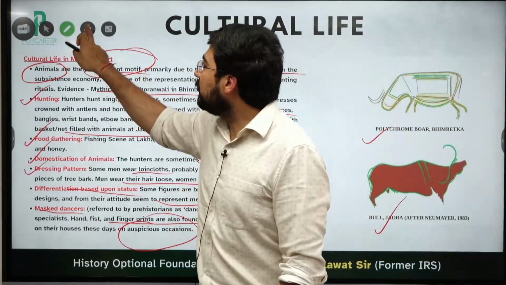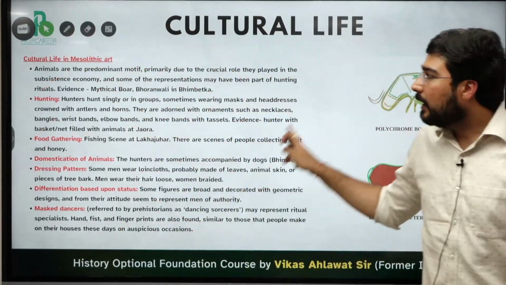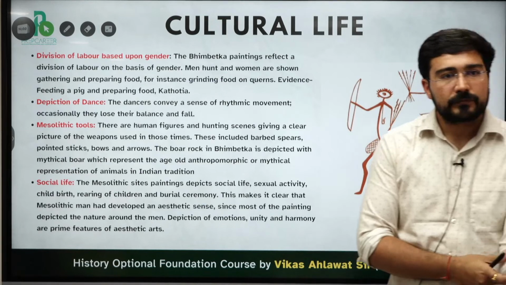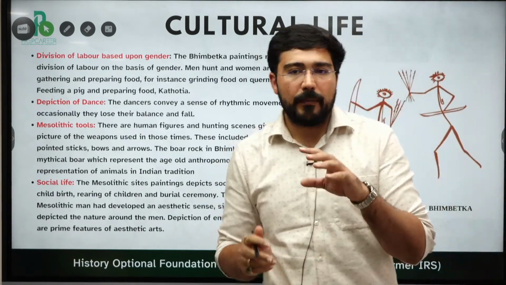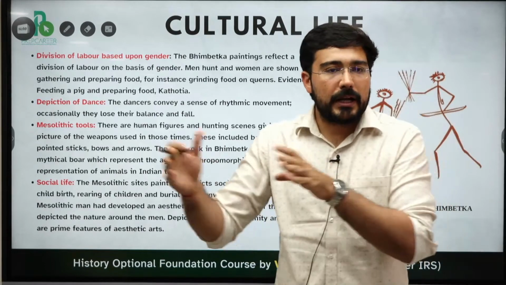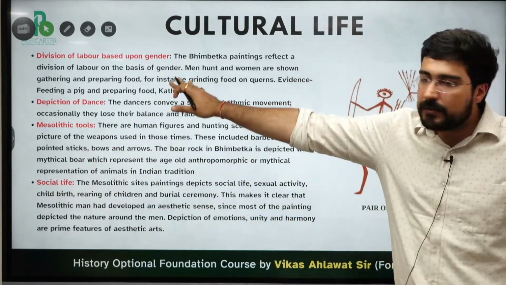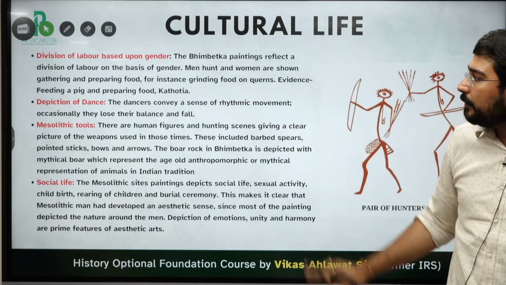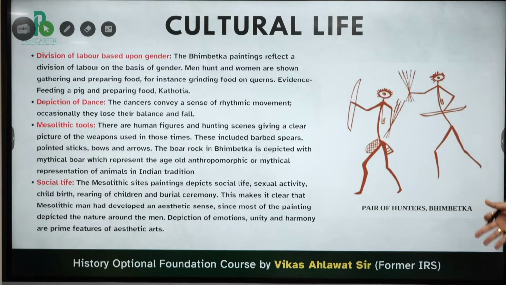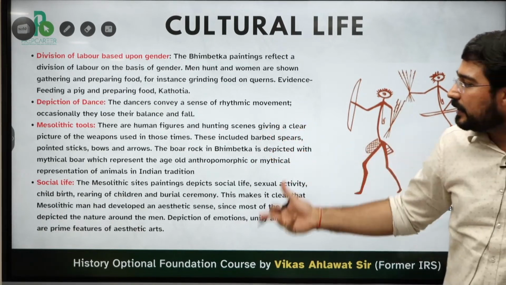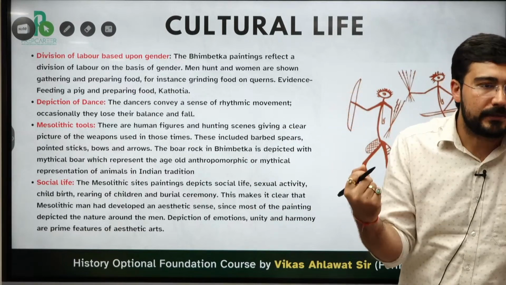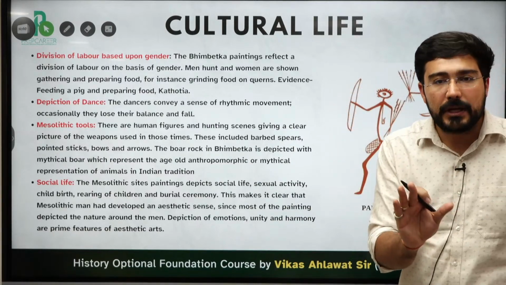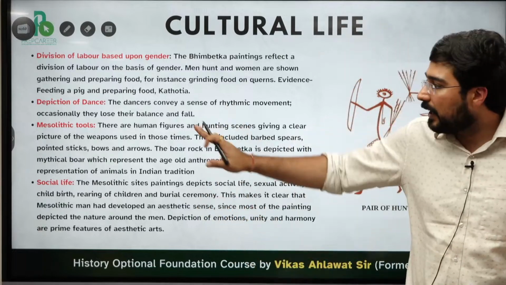Not only this, other than this also there are so many things which we can see, like division of labor. In some of the paintings we found men hunting and women gathering food. This is nothing but division of labor which has been done on the basis of gender. Depiction of dance, different kinds of dance forms. Now these are the kinds of painting. I don't know how it was made, but this is how it is. Mesolithic tools, some of the figurines show people with weapons, so we are able to understand, okay, these people are using some form of weapons.